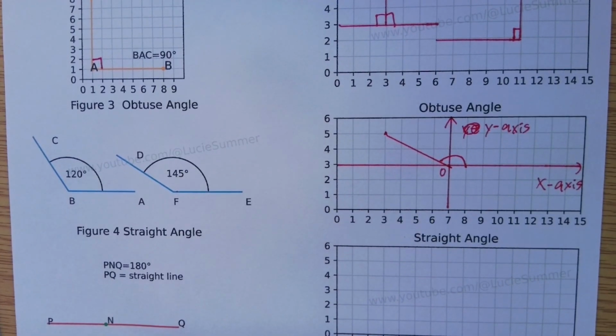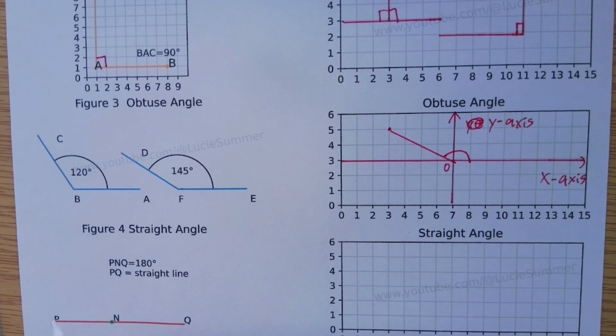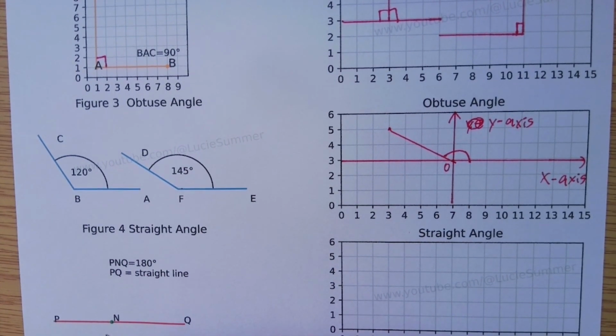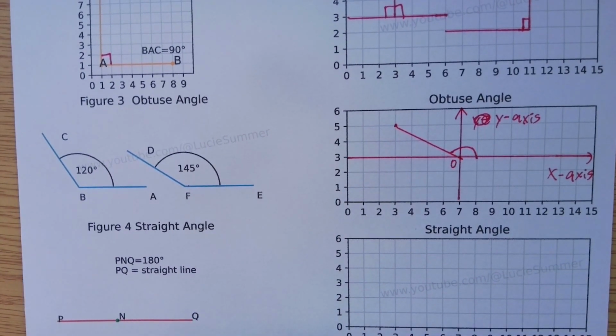Now let's move on to figure 4, straight angles. Straight angles are angles of 180 degrees. A line is considered to be a straight angle. As you can see over here, this is the line, but when you draw a straight angle, you can't forget the vertex because that's a part of an angle. So now I'll draw a straight angle for you guys to see.